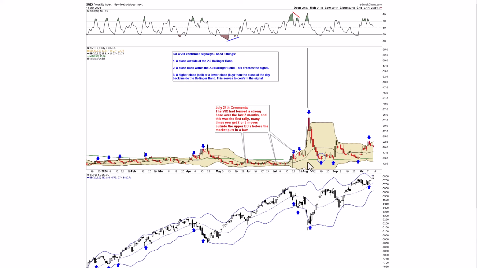Now notice we haven't had any sell signals this year. Everything's been buy signals. Some of them only produced short-term bounces. Some of them were major bottoms. You can see last week the VIX was outside its upper Bollinger Bands, closed back inside. That was on Tuesday. That produced a nice buy signal, at least for a few days.